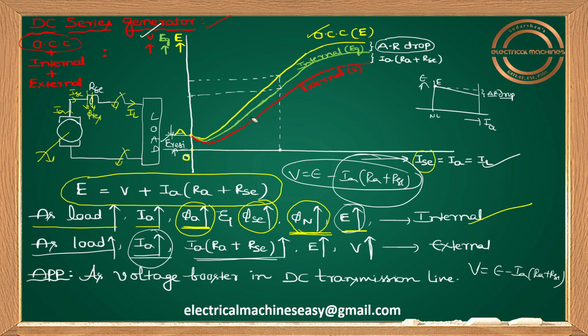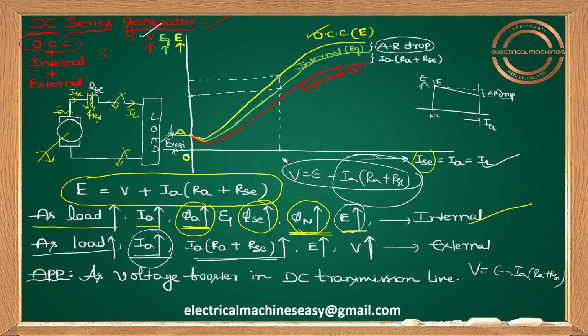I'm getting a rising curve once again. And here the drop means what? With respect to E, minus this IA into (RA plus RSC) gives you V. Therefore, this drop is nothing but IA into (RA plus RSC). So once again we have a rising characteristic. Guys, don't confuse here, it's a very simple reason. Some people will have confusion: sir, you told IA into (RA plus RSC) is increasing. No, sir.